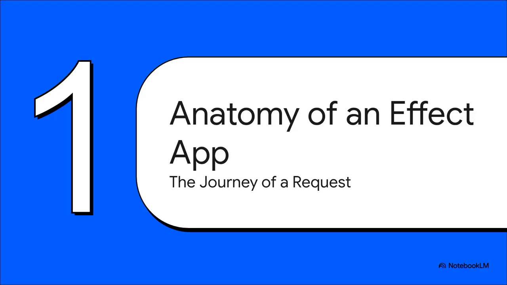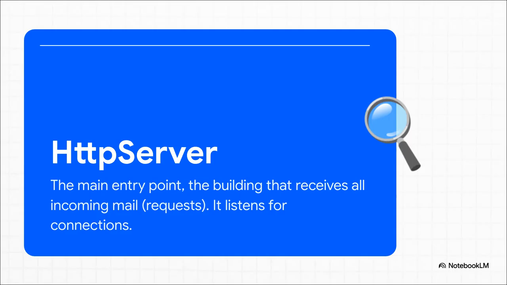What we're going to do is follow the complete journey of a single HTTP request, right from the moment it hits our server to the second a response gets sent back. Think of it like we're tracking one single letter as it moves through every single step of our post office. First stop, the building itself. In the Effect world, this is the HTTP server. Its job is super simple. It just listens for incoming mail. That's it. It's the front door. It doesn't process anything. It doesn't read anything. It just accepts the mail and passes it inside to be handled.